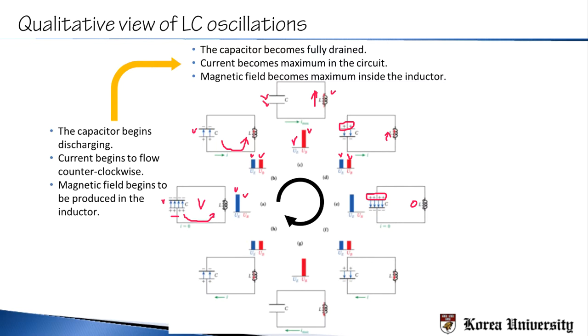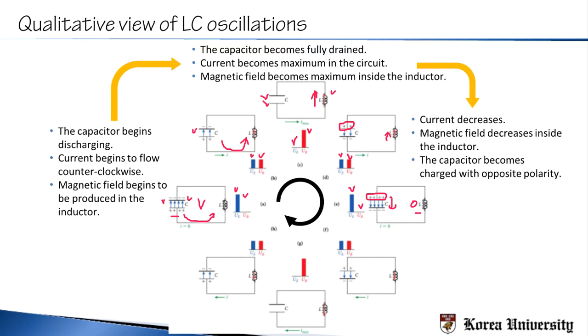Okay, at this moment, there is a maximum amount of charge and the maximum strength of electric field, but the direction of electric field is opposite with respect to the initial case. Okay, but then the electric energy does not depend on the sign of the electric field, so therefore the electric energy now has again become maximum, and since there is no current, there is no magnetic energy in the inductor, right?